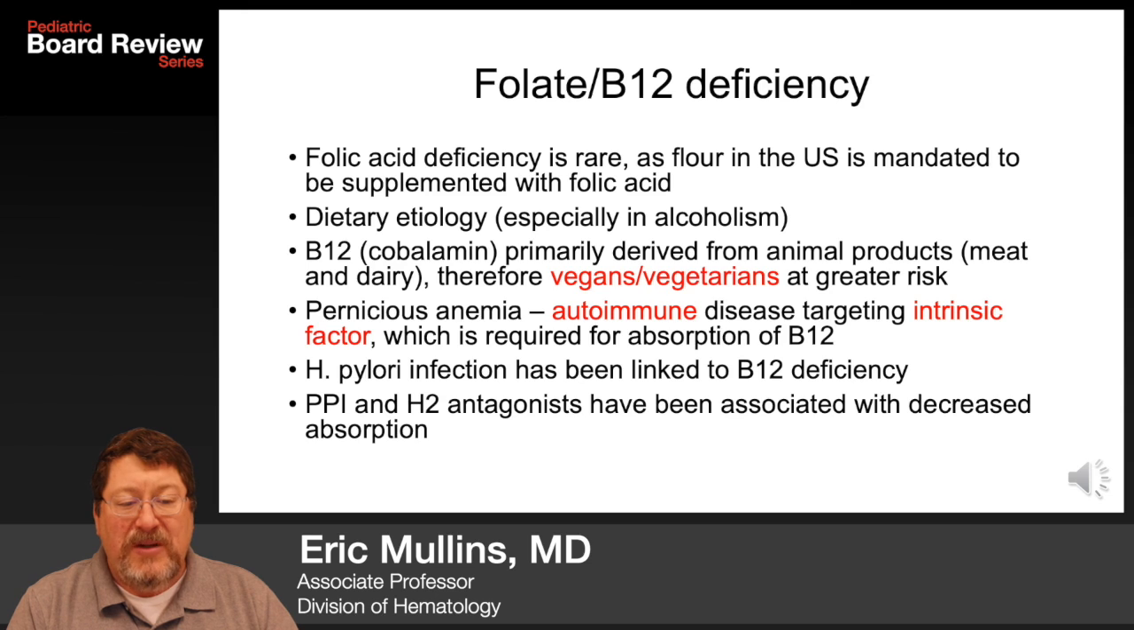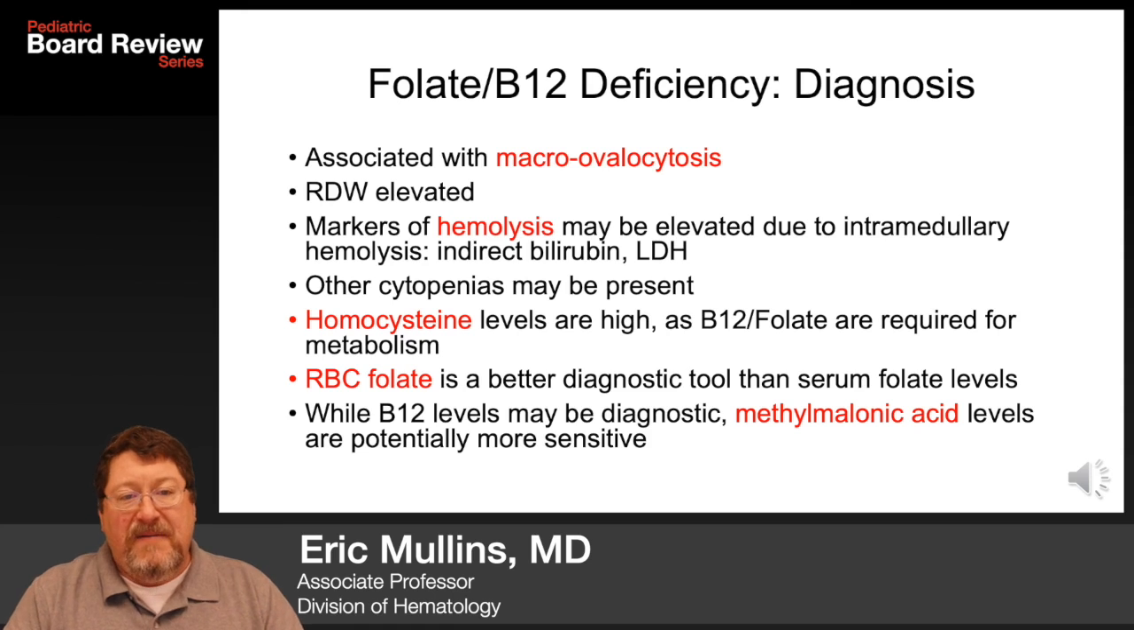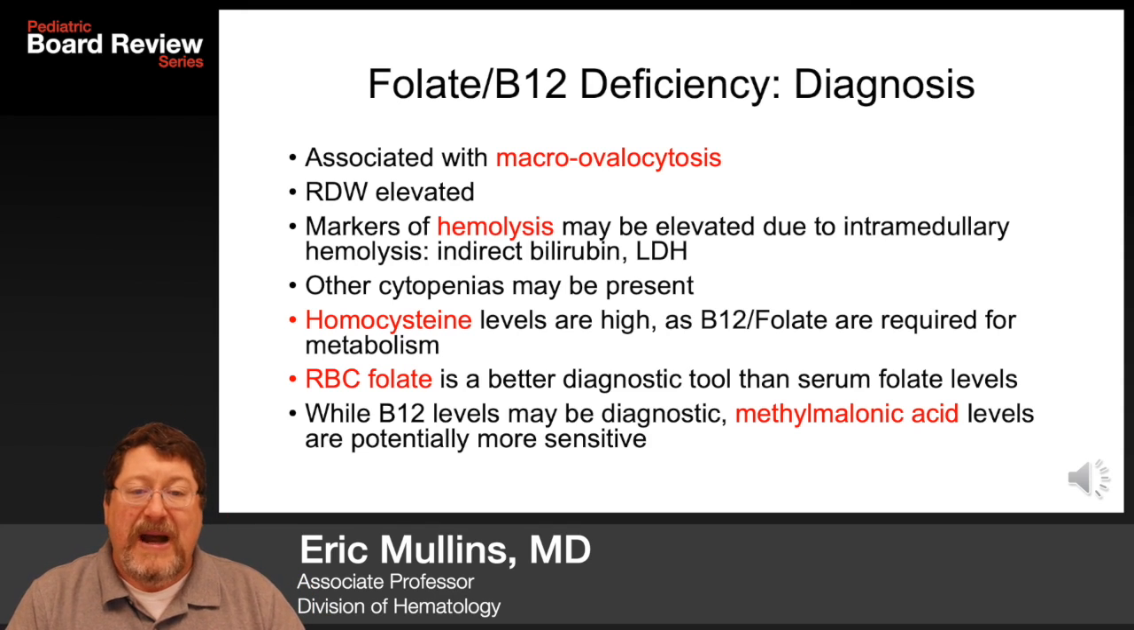H. pylori, proton pump inhibitors, and histamine 2 antagonists have also all been associated with decreased B12 levels. So when you're thinking about diagnosis of folate or B12 deficiency, they're associated with a macro-ovalocytosis, so the cells are very big. Textbook is ovalocytosis, but you may actually have quite a variation in shapes with your red blood cells. The RDW will be elevated.